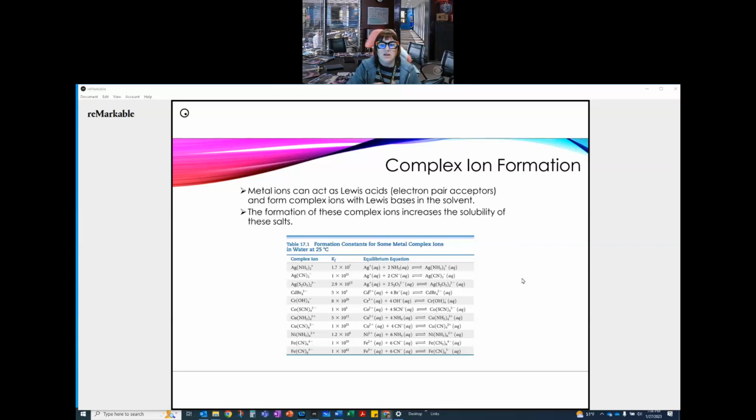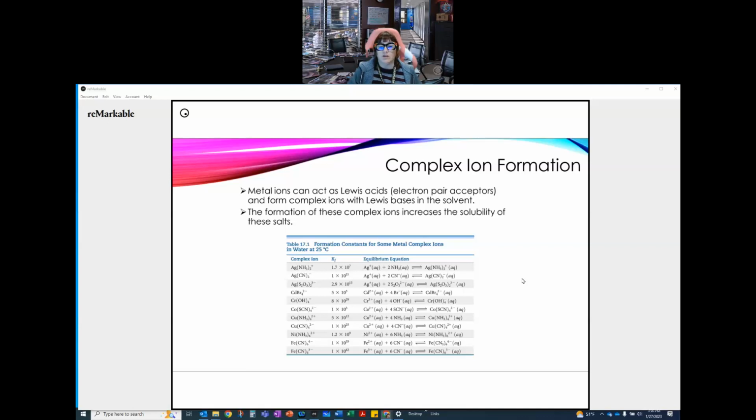Now, it turns out that metal ions can act as Lewis acids. A Lewis base, remember, is defined as something that has a lone pair of electrons that it can donate to anything that has an empty space. And metal ions always have empty space. So they can act as electron pair acceptors, and they form complex ions with Lewis bases in the solvent. The formation of those complex ions increases the solubility of those salts.